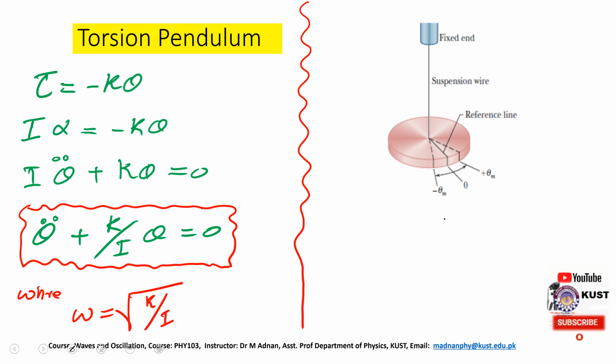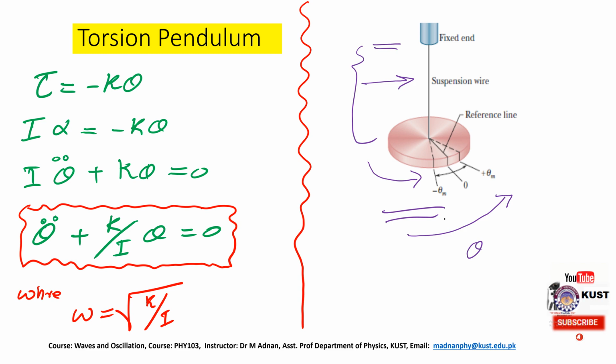In the angular form of the simple harmonic oscillator, first we have the torsion pendulum, in which we have a circular disc suspended from a fixed point with the help of a suspension string, such that the disc rotates in a horizontal plane. Let's say the angular displacement is theta.